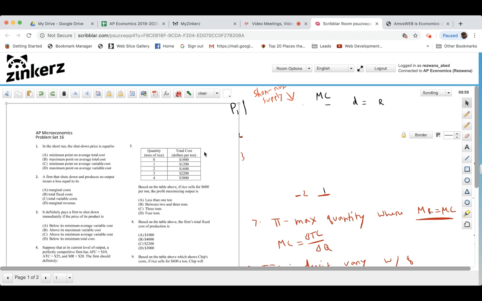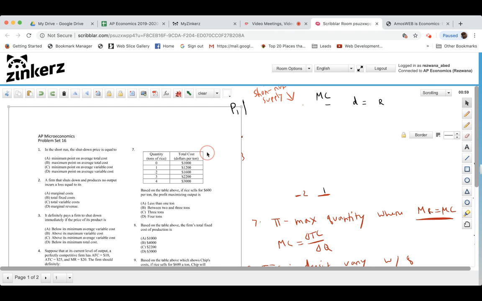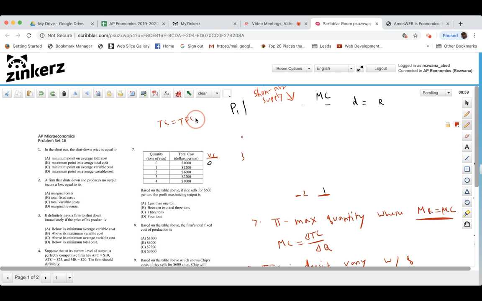Okay, so variable cost. Okay, so we know that fixed cost. So total cost is 0. Good. Then 200. Mm-hmm. Then 600. Yes.